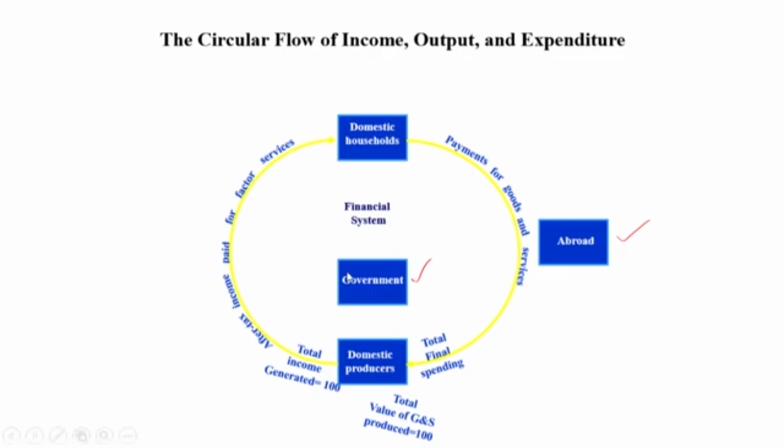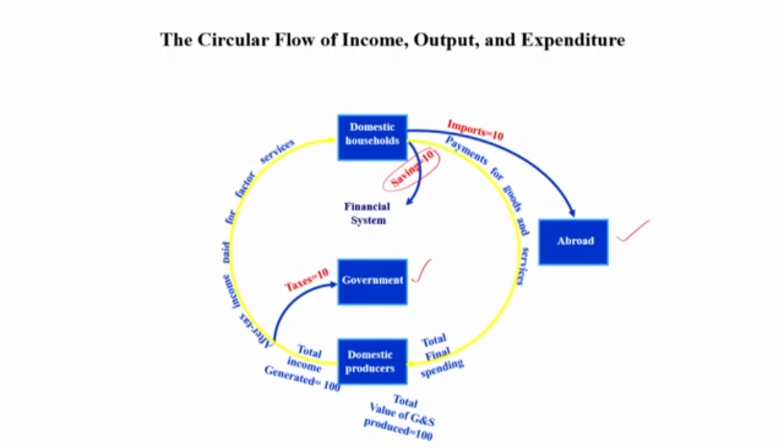So though we said that total production equals total income equals total expenditure, there can be some leakages. Domestic households, in the previous picture I showed that they spend, but here they don't spend all their income on buying goods and services. Instead they will be saving. Out of 100, suppose their saving is, for example, 10. So you can see that there is a leakage of 10.